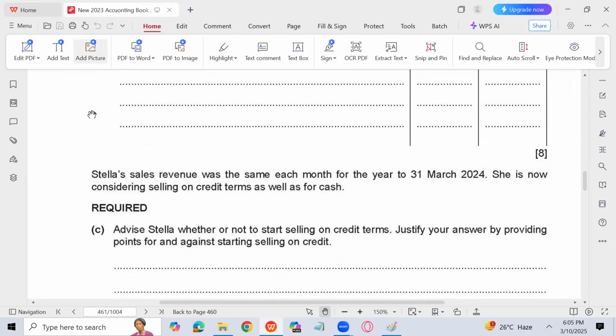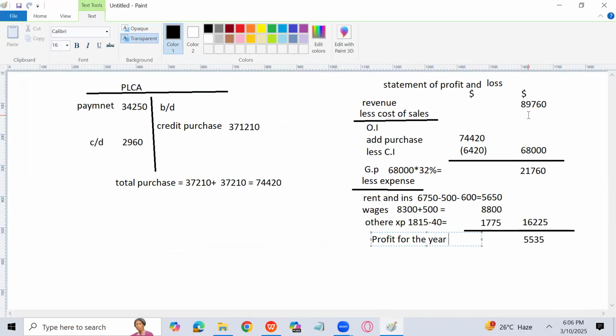Justify your answer by providing points for and against starting selling on credit. Stella's sales revenue was the same each month for the year to 31st March 2024. It means that the sales revenue will remain the same, because the customers are not going to increase or decrease. All the customers are purchasing goods for cash, because the whole sales are on cash, which is 89670, giving a profit of 5535.